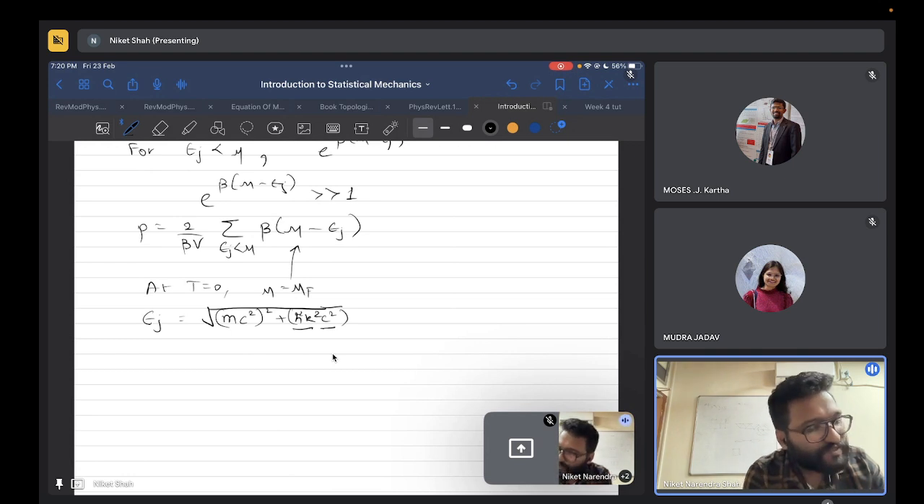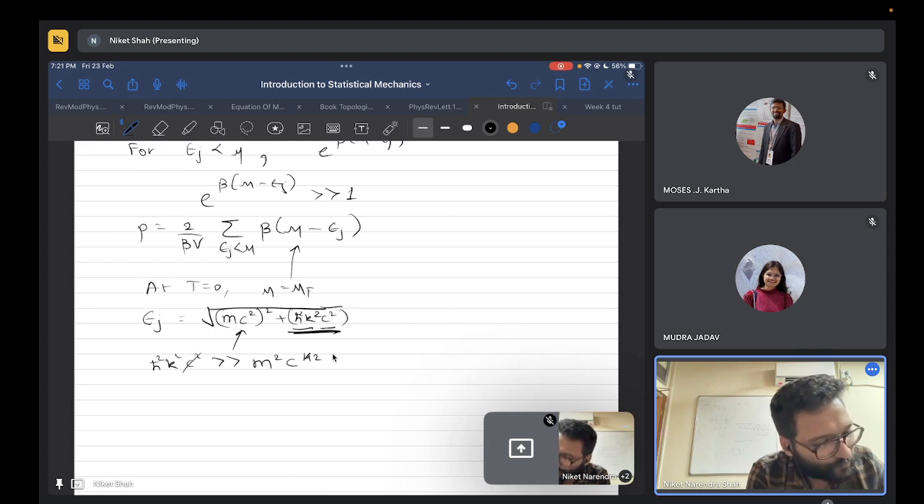Now, given that it's an ultra relativistic limit, what does that mean? That means that this term is much greater than this term. h bar square k square c square is much greater than m square c raised to power 4. So basically h bar k is much greater than mc. This is my ultra relativistic limit.